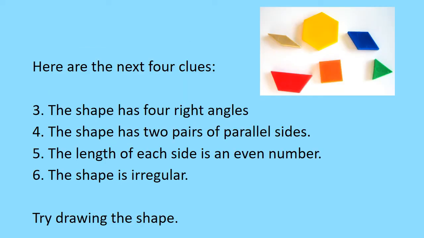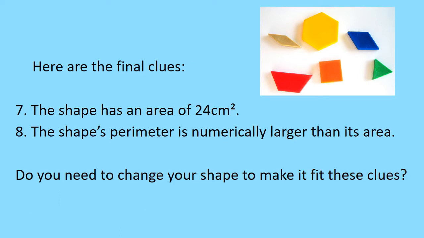Here are the next 4 clues. The shape has 4 right angles, the shape has 2 pairs of parallel sides, the length of each side is an even number, and the shape is irregular. Now have a try at drawing the shape. So hopefully you've drawn a rectangle where the length of the sides is an even number.